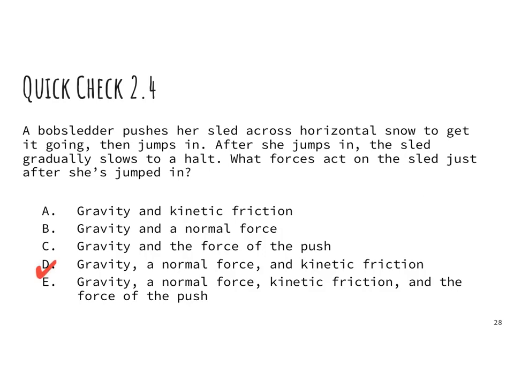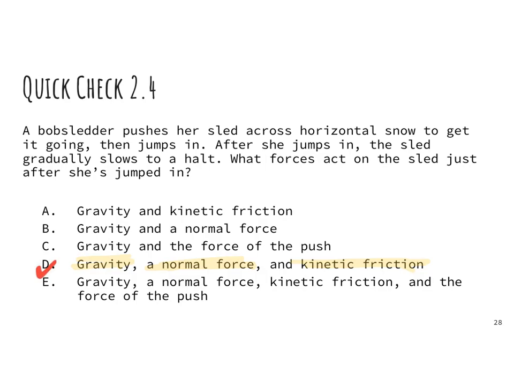Finally, we got one last one. We have a bobsledder pushes her sled across horizontal snow to get it going, then jumps in. After she jumps in, the sled gradually slows to a halt. What forces act on the sled after she's jumped in? Well, since she's in the sled, she has to have some type of weight, or the gravitational force of weight. The snow is pushing back up on her, causing a normal force. And if she's slowing down, that means that there's friction occurring. So there's kinetic friction, the friction of motion that's causing her to slow down.